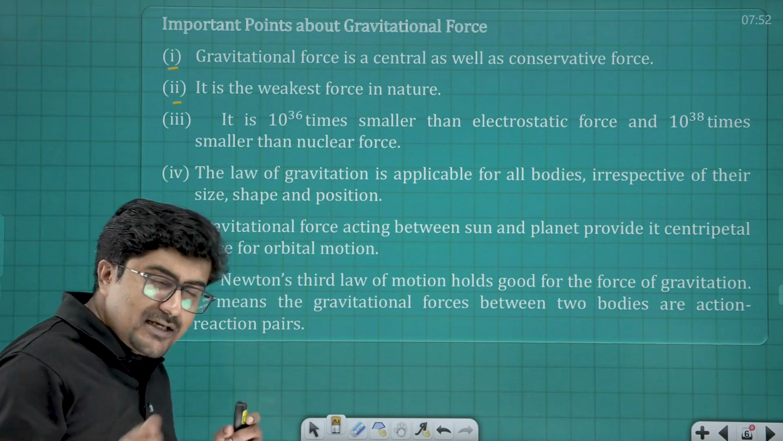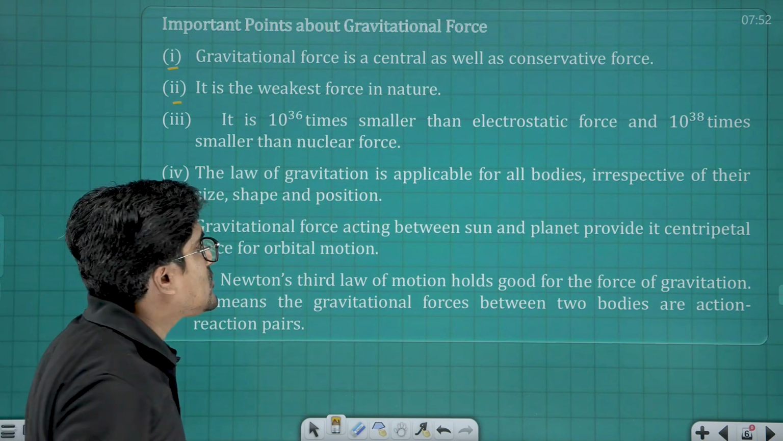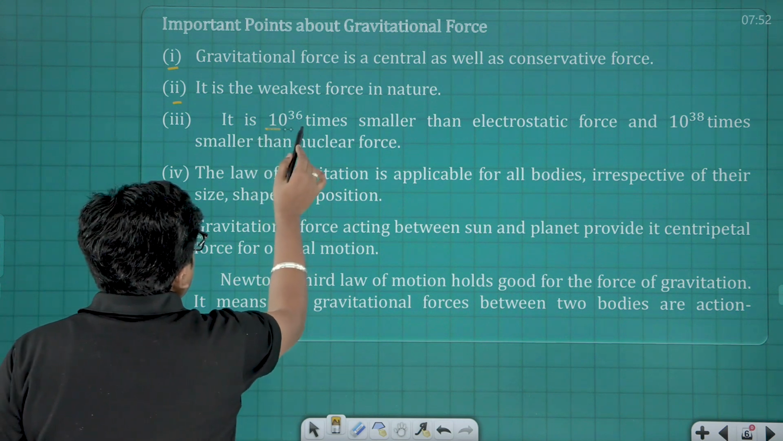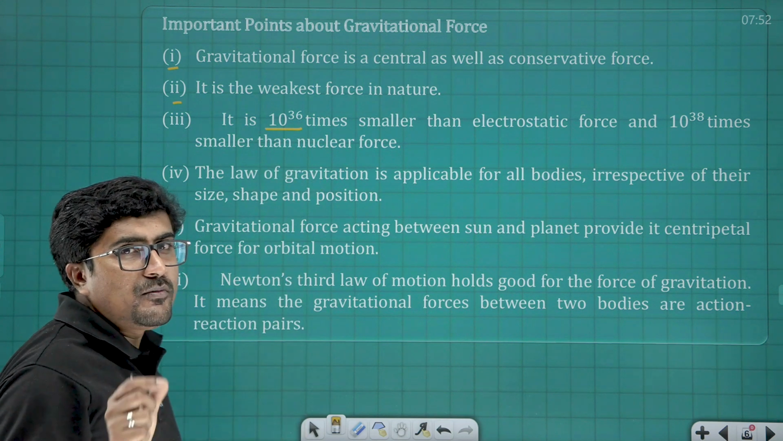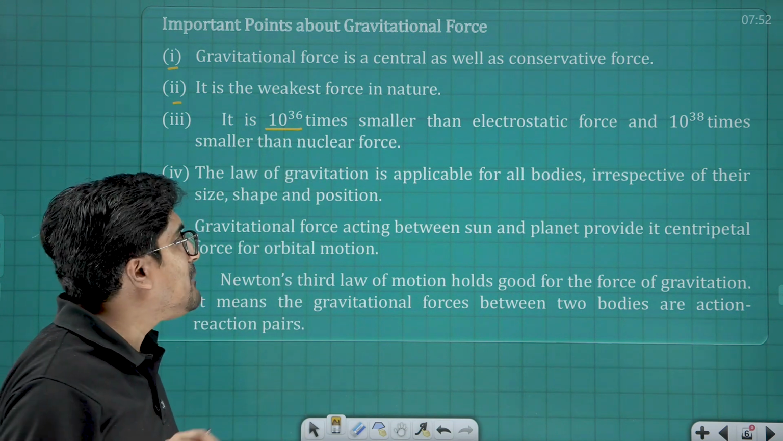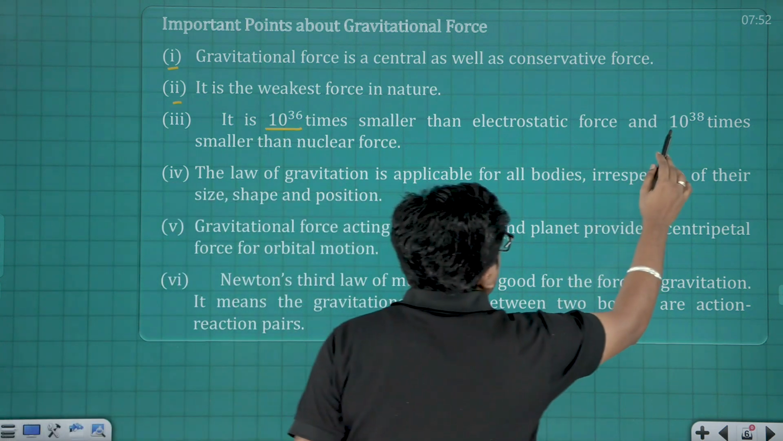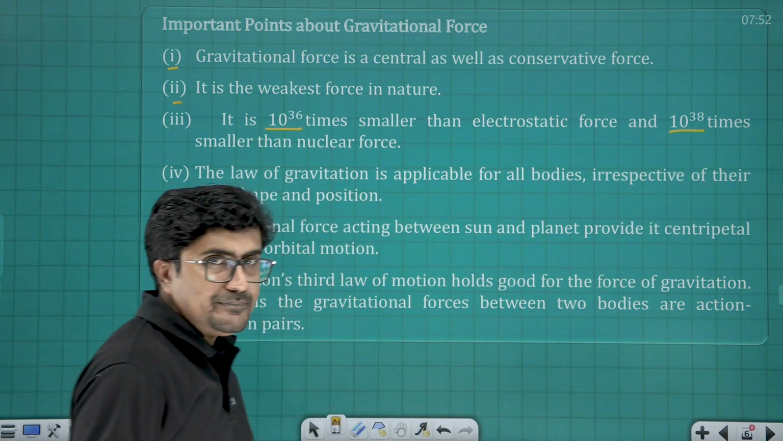And here exactly comes the comparison between electrostatic force and the nuclear force. While comparing with the electrostatic force, it is weaker by 10 to the power 36 times. While comparing with the strong nuclear force, that is 10 to the power 38 times weaker.